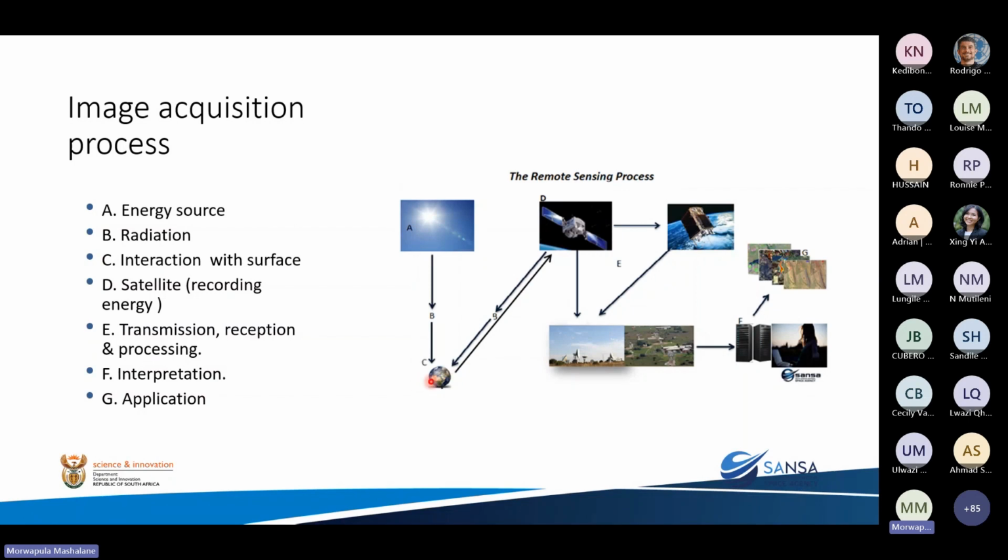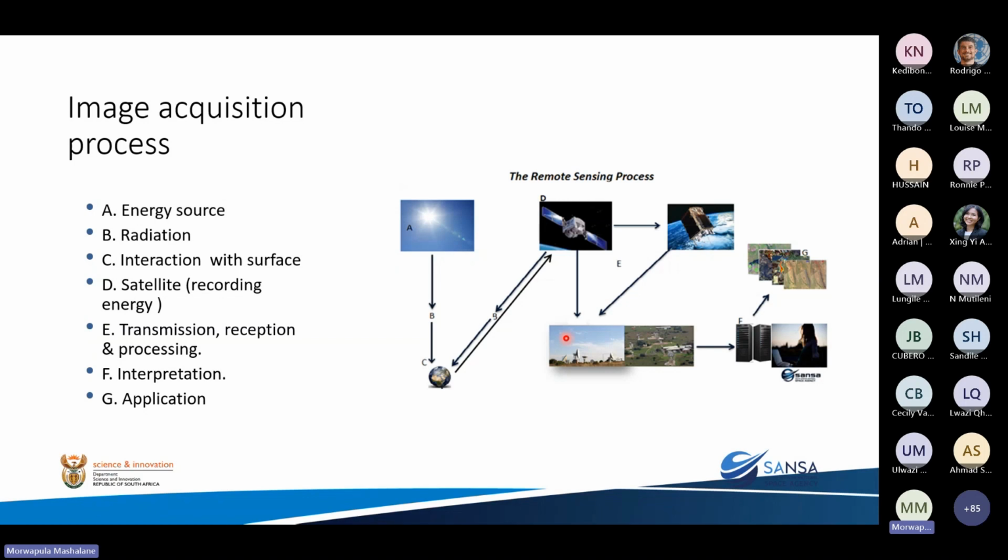And then from that interaction, remember that various features or objects on Earth, buildings, water bodies, vegetation, have different spectral reflectance curves. So they reflect the energy back into the atmosphere, where it is also intercepted by water vapor and atmospheric constituents, and then it is recorded by a satellite. Remember, the satellite records data using various sensors. And then from there, the data is transmitted to our ground station, where we receive the data.